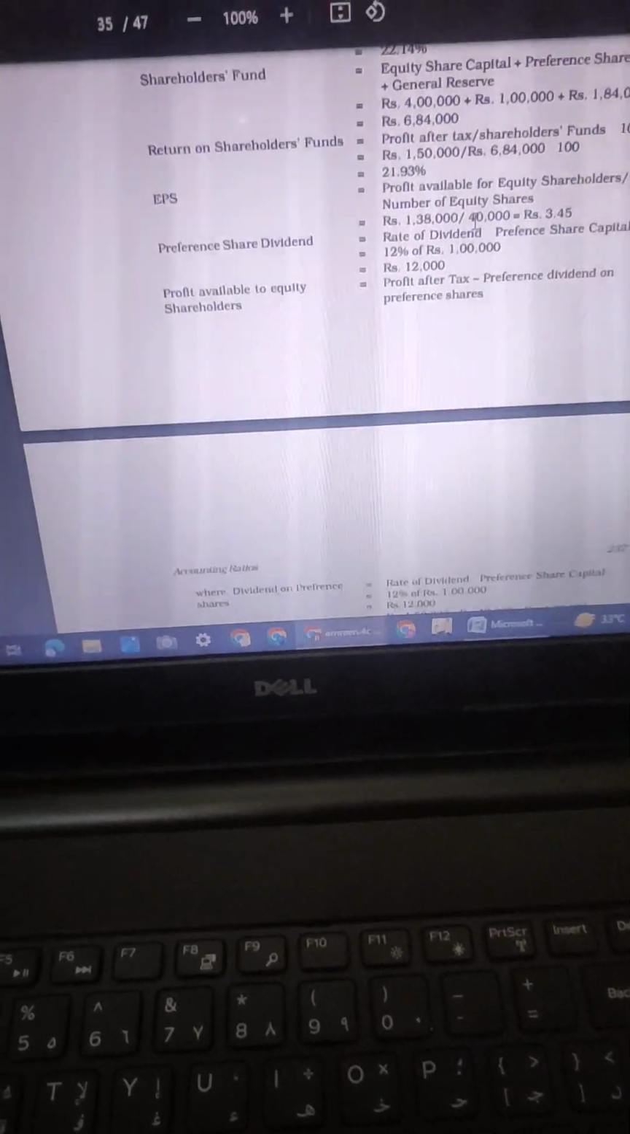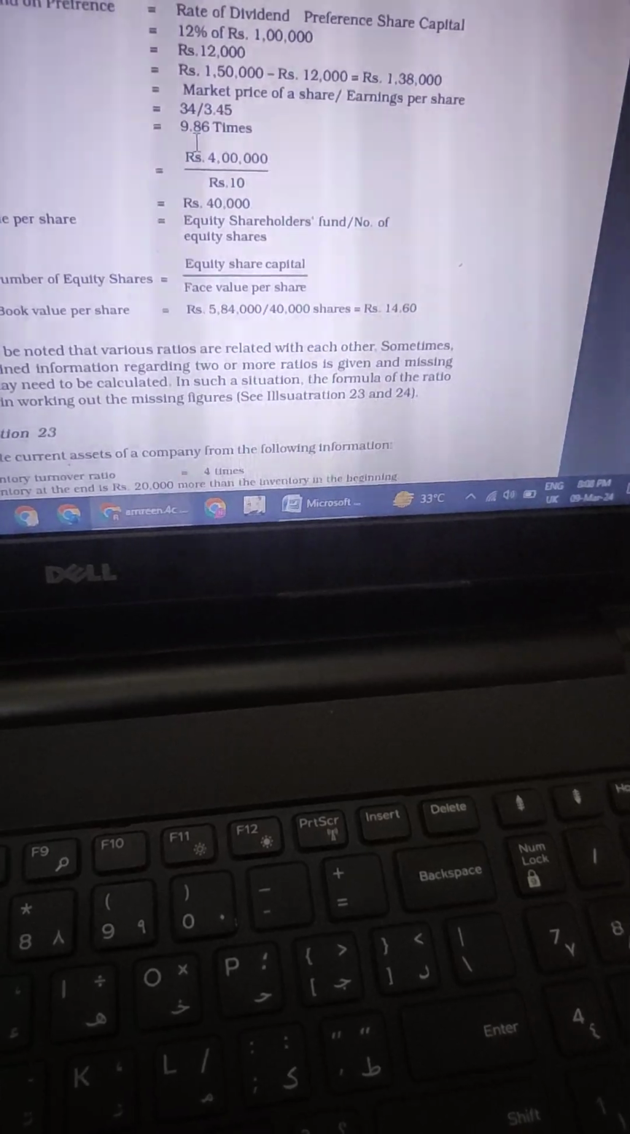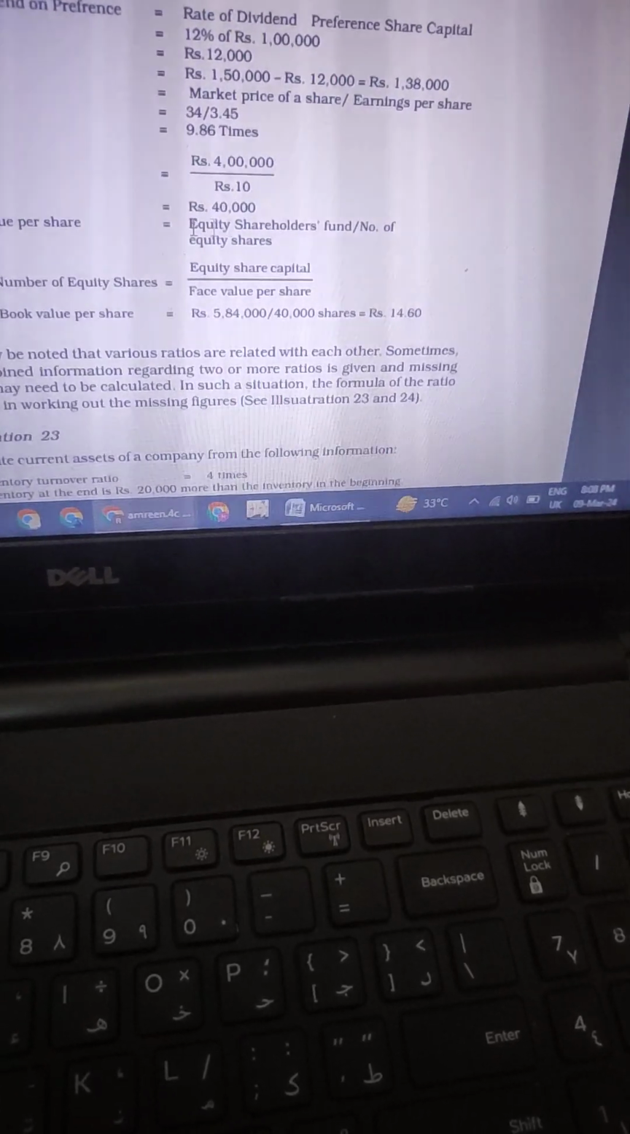Then applying it into the formula, 1,38,000 divided by 40,000, the amount will be rupees 3.45. Then we have to calculate the price earning ratio. The formula is market price of the share divided by earning per share. The market price of the share was already given in the question, 34, divided by earning per share that we have just calculated, 3.45. Then the price earning ratio will be 9.86 times.